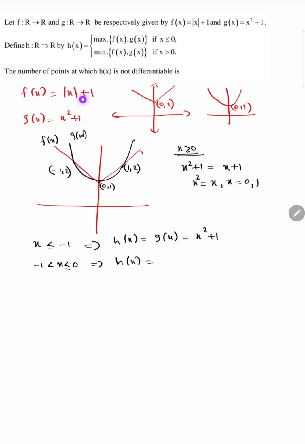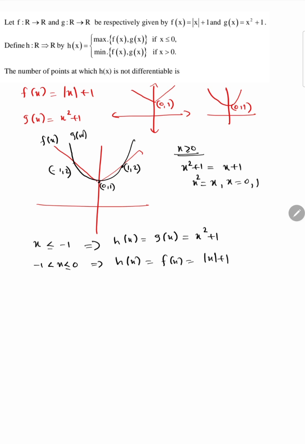Red graph, that is mod x plus 1, is above. So our function will be f of x, which is mod x plus 1. Now mod x plus 1, if I want, I can write it as minus x plus 1 because x is less than 0. So that part is done. When x is less than or equal to 0, it is done.